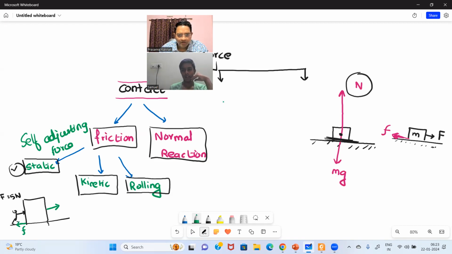When you applied 2 Newton, how much did it give back? 2 Newton. When you gave 5 Newton, how much did it give back? 5 Newton. Isn't it adjusting to how much force is being applied? So that's why it's called a self-adjusting force. Okay. Second point. The maximum value of static friction is called limiting friction. Can you repeat again, sir? The maximum value of static friction is called limiting friction.